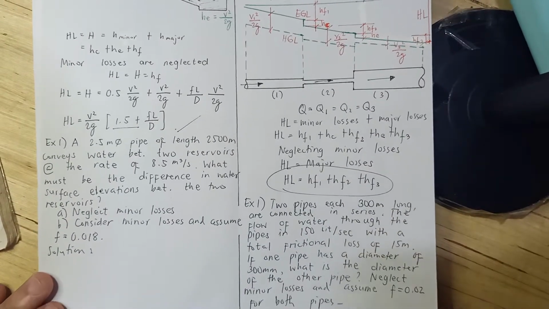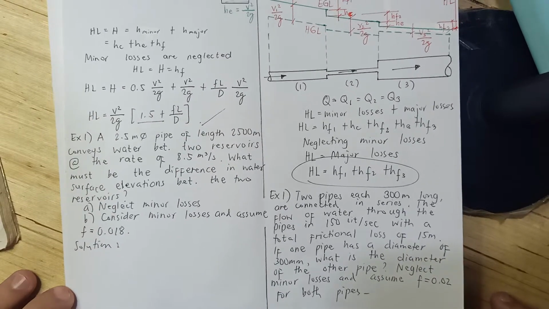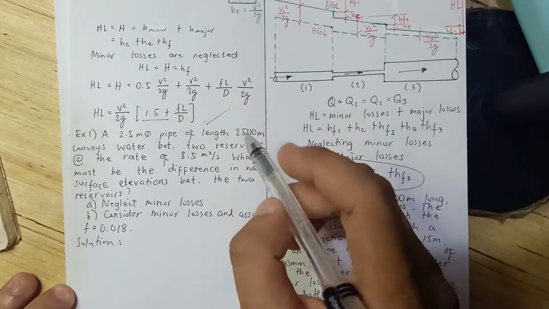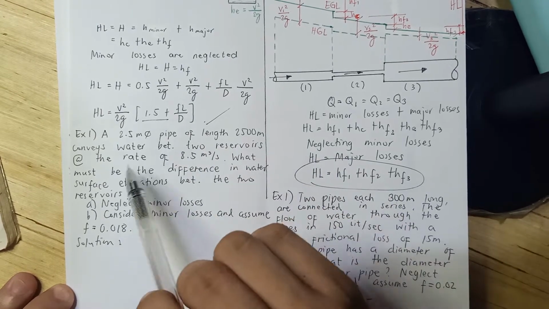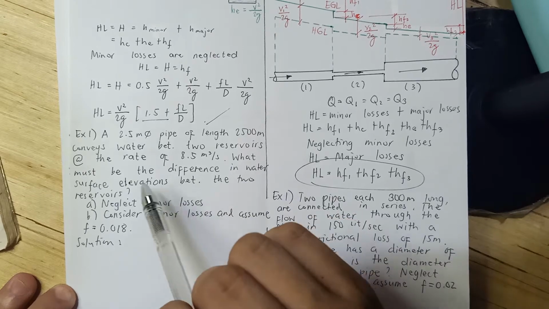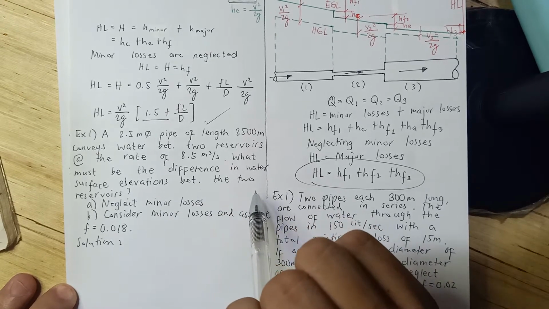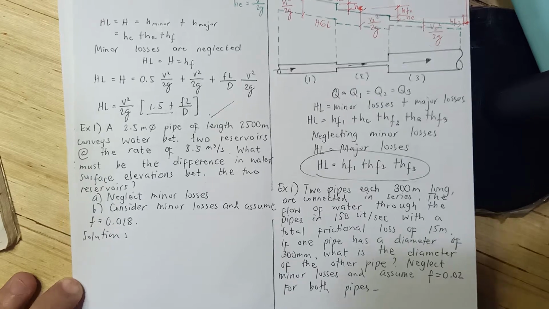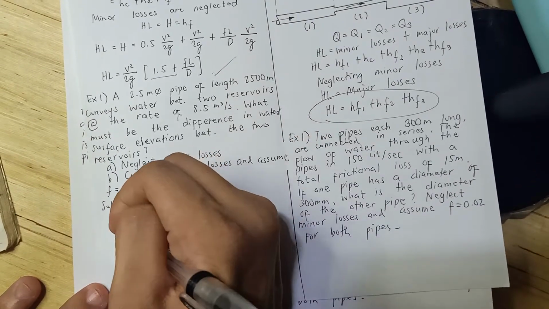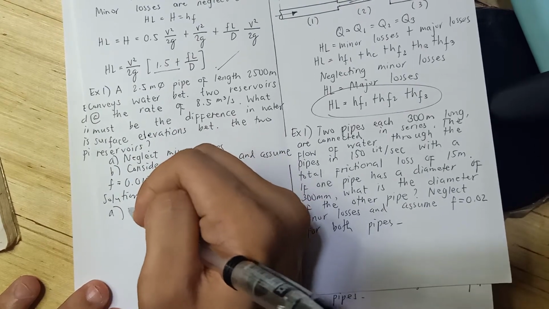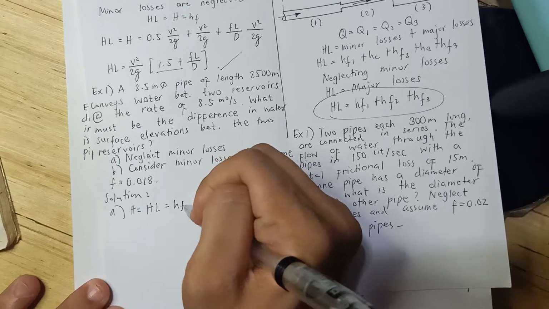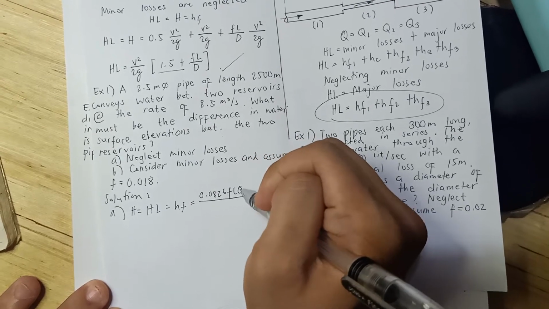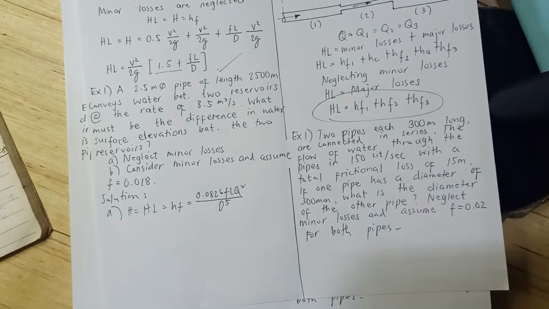For example, a 2.5 meter diameter pipe of length 2,500 meters conveys water between two reservoirs at the rate of 8.5 cubic meters per second. What must be the difference in water surface elevation between the two reservoirs? At A, neglect minor losses; at B, consider minor losses and assume f equals 0.018. So, neglecting minor losses, H equals HL equals HF. So, we use the formula 0.0826 fLQ squared over D to the power 5.